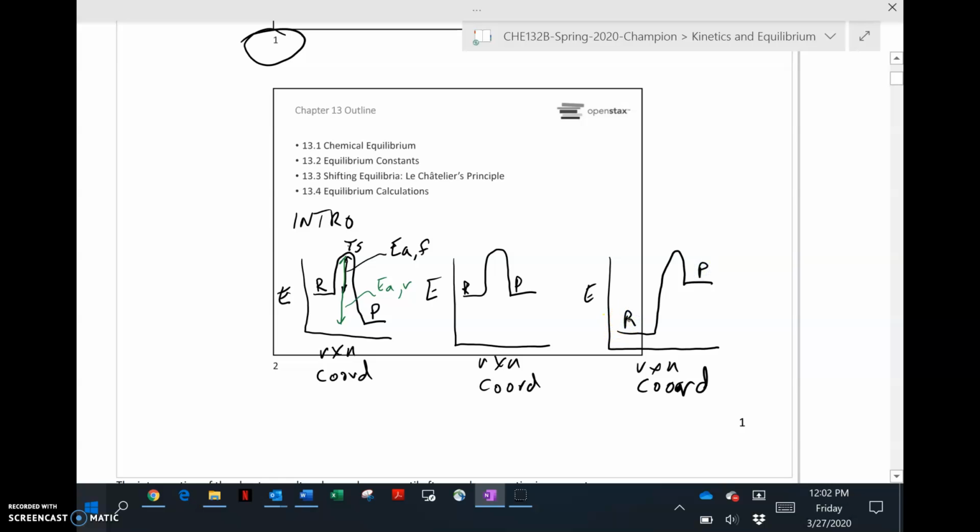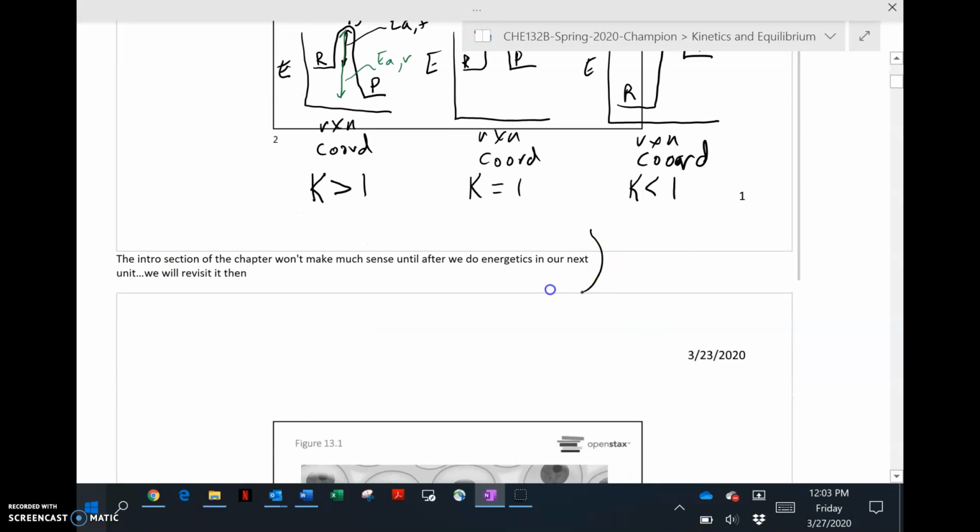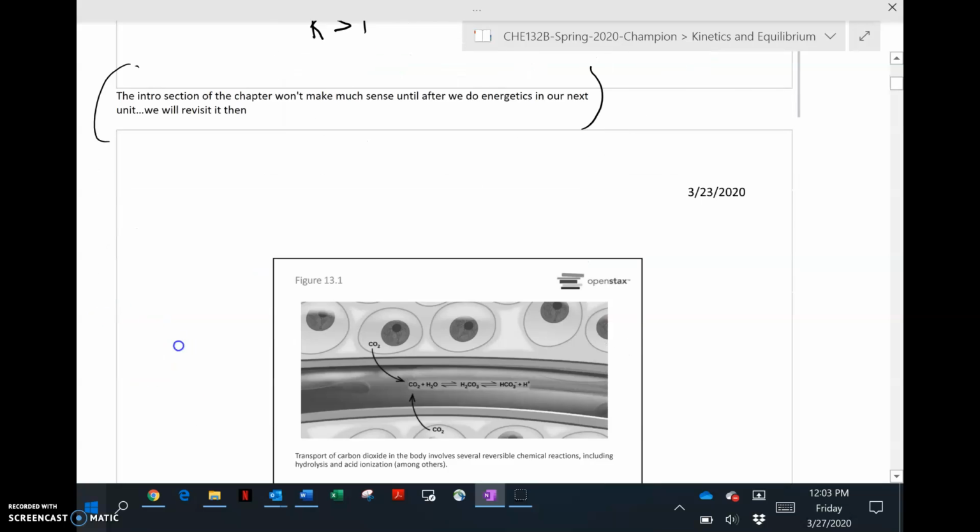In the first case, the equilibrium favors the products, and so we're going to talk about an equilibrium constant, capital K, as opposed to the lowercase k for kinetics. And here K would be much greater than 1. Here K is going to be equal to 1 where they're energetically the same, and here K is less than 1. So that's what the first part of the intro is talking about, without getting into the definitions of everything about energy that we'll be doing in the next unit. So like I said, it'll make much more sense after the next unit.